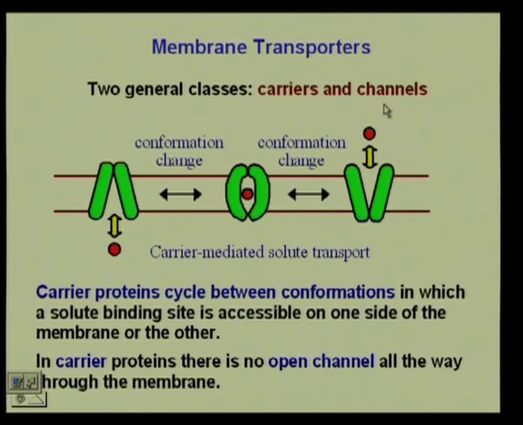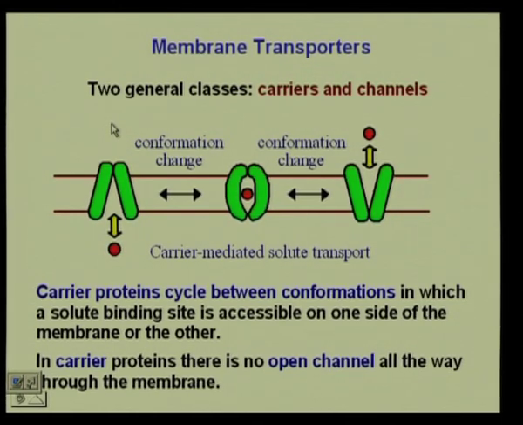Now, what carriers do is, in carrier mediated solute transport, because of the lipid bilayer, it is unlikely that this specific solute will be allowed to go from one side of the membrane to the other, solely because of the lipid hydrophobic tails that are present here. So, there is a specific carrier protein that cycles between conformations which allow the solute binding on one side and release on the other side.